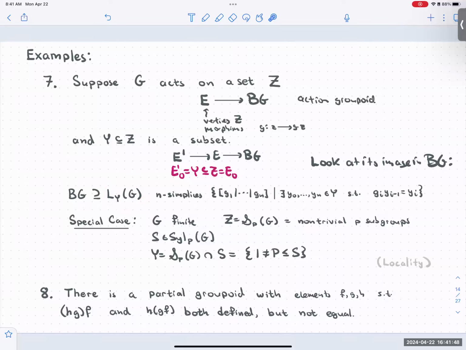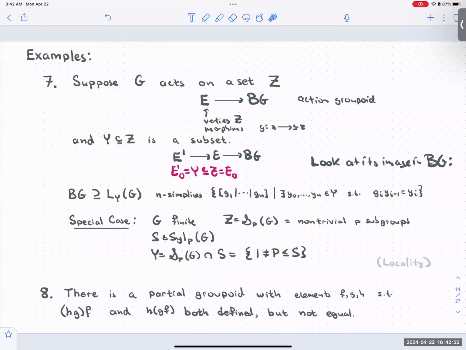So this has n-simplices. Those n-simplices in BG are strings G1 up to Gn, so that there exists Y0 up to Yn in Y, so that Gi acts on Yi minus 1. This is a kind of partial action of G on Y. So that may just be some element of Z rather than a Y itself. But I want that to be the next element of the sequence.